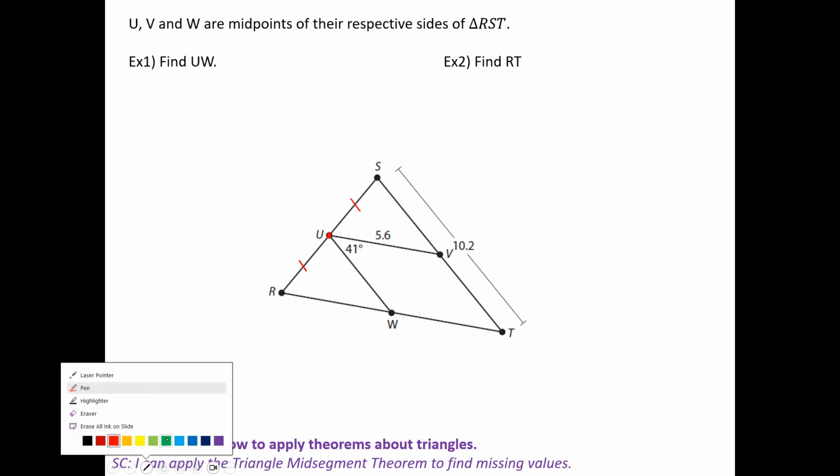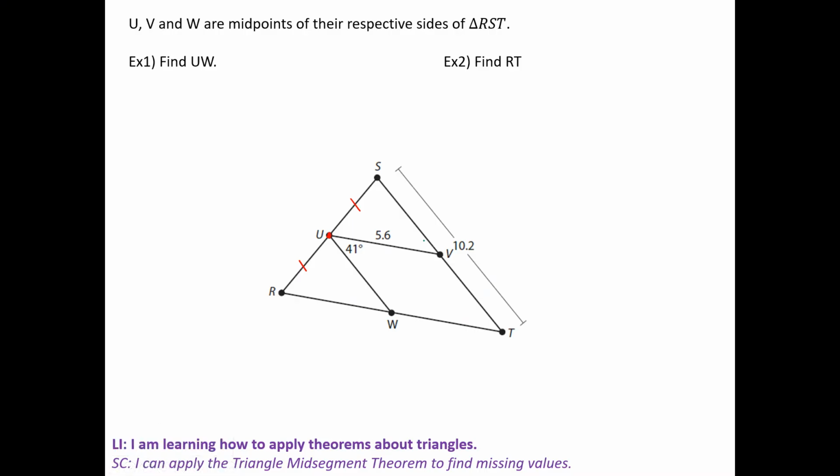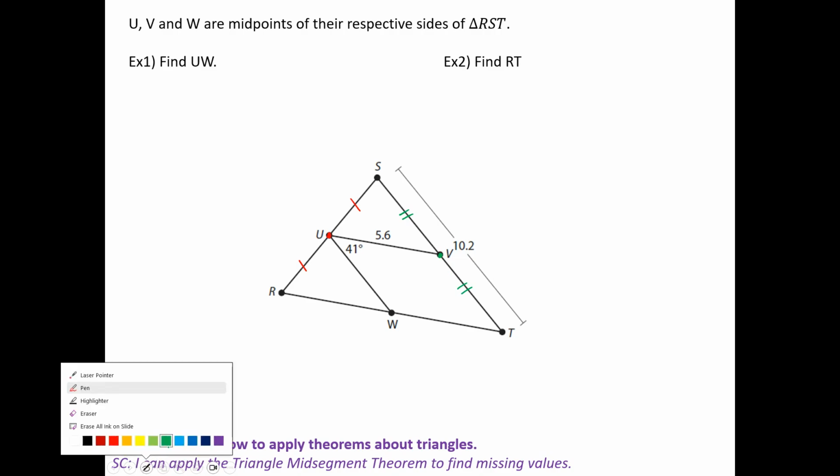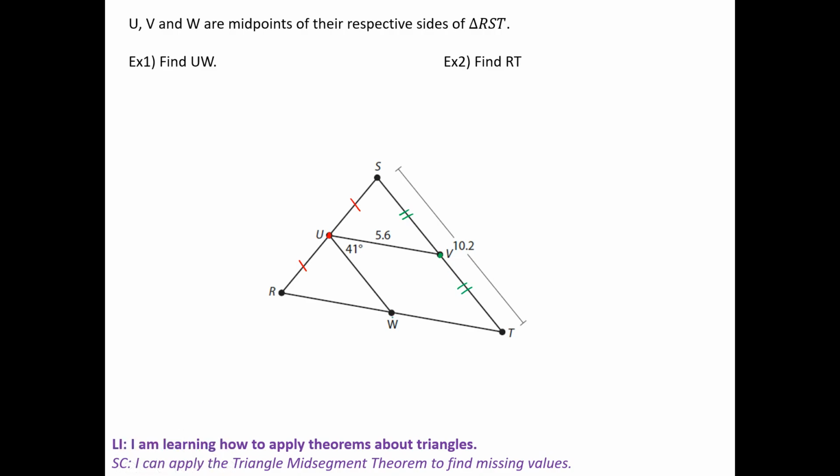Then I'm going to switch to green. I'm going to do the same thing over here. If V is a midpoint, that means it's the same distance to S as it is to T. And then finally, if W is a midpoint, so switch to blue, it's the same distance to R as it is to T. So all of those are midpoints, which means that of the stuff in our triangle, we actually have two midsegments that we're going to work with.